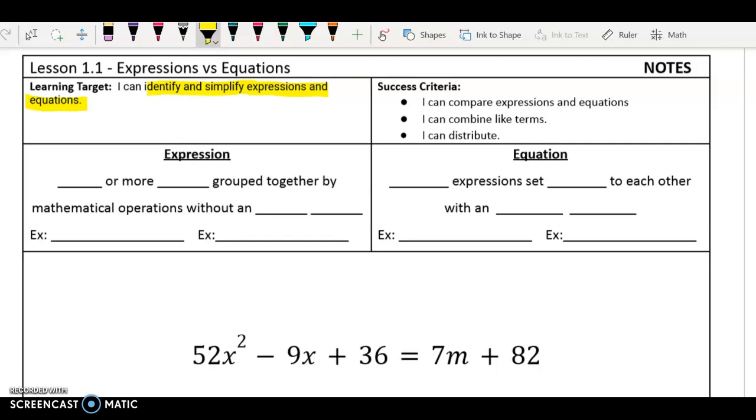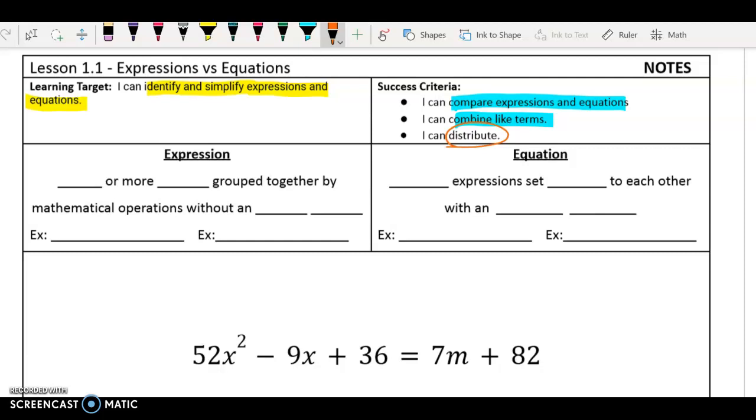Today, we're going to start out by focusing on how we can identify expressions and equations and what's the difference between the two. So can we do the following? Compare expressions and equations. Can we combine like terms? And then in the next video, we will focus on distribution, or how to distribute.